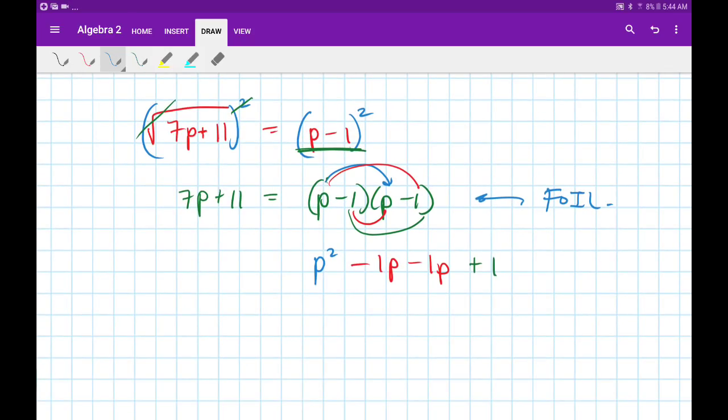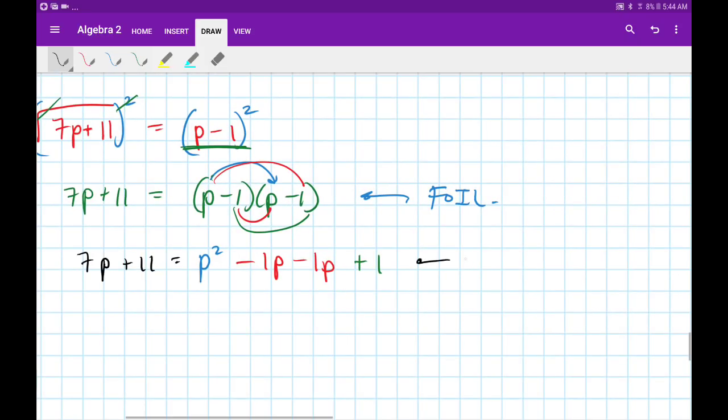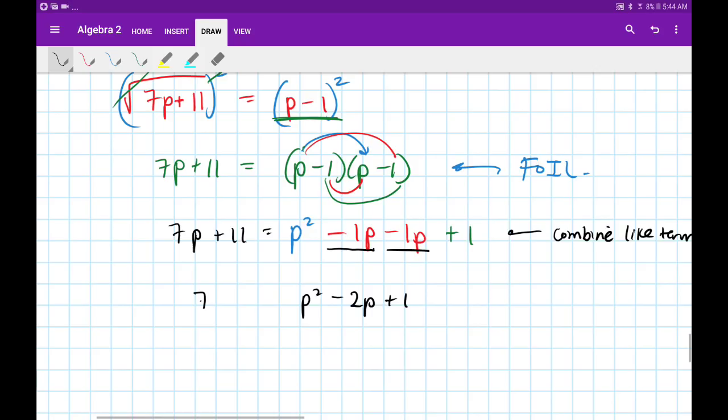Once you're done FOILing, let's copy down the left side. We had 7p plus 11. So once you're done FOILing, it's time now to combine like terms. Let's clean up the right side over here. So minus 1p and minus 1p leaves me with p squared minus 2p plus 1. On the left, still 7p plus 11. So recognize that at this point, what we're dealing with is a quadratic equation. This is the first problem that we have like this, where you actually see the variable being squared.